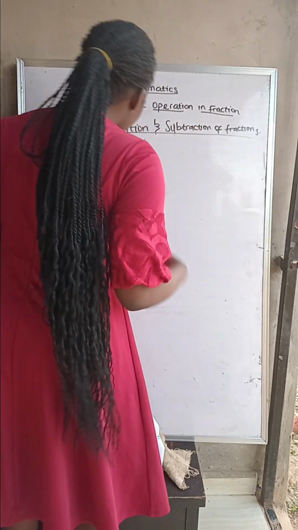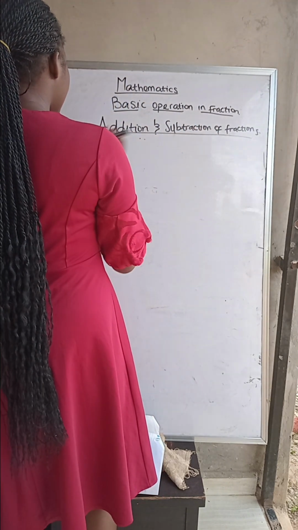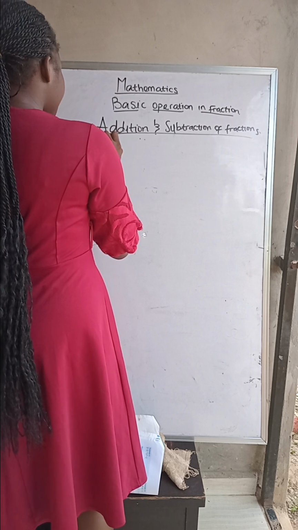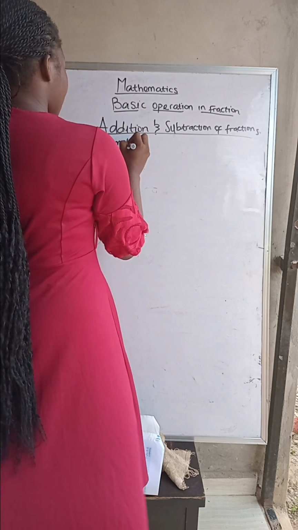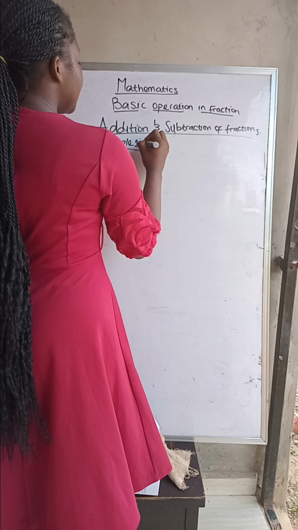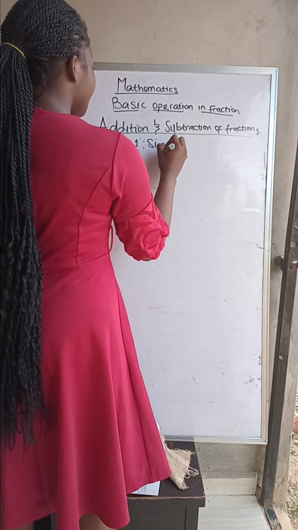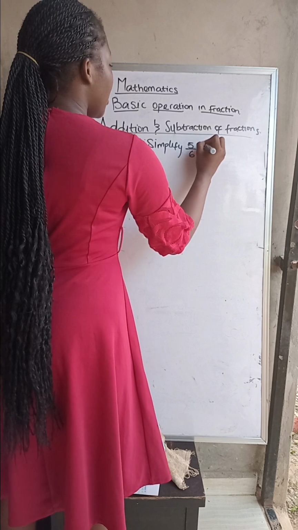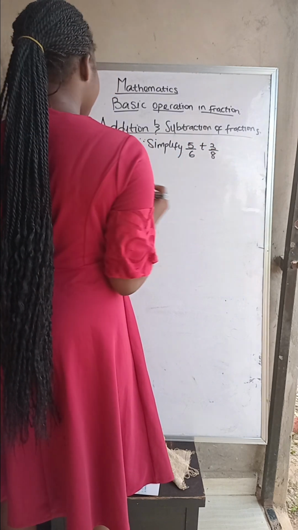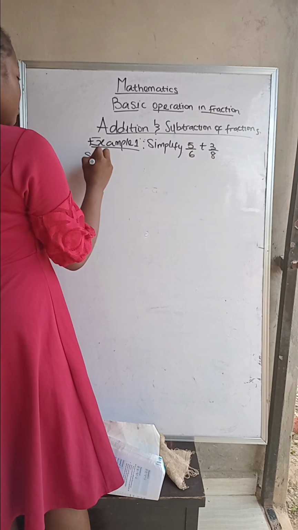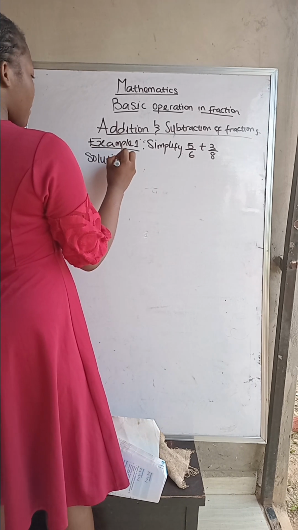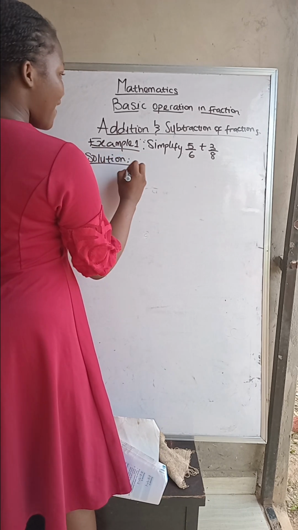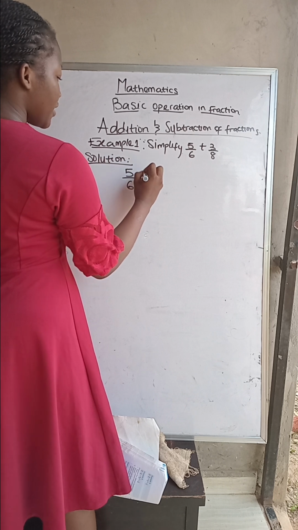So we have an example. Simplify 5 over 6 plus 3 over 8. So, solution. 5 over 6 plus 3 over 8.